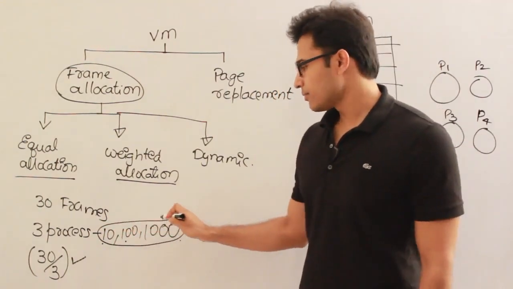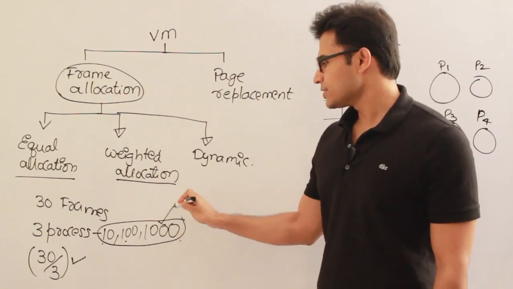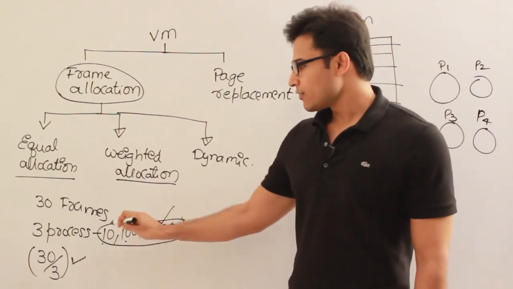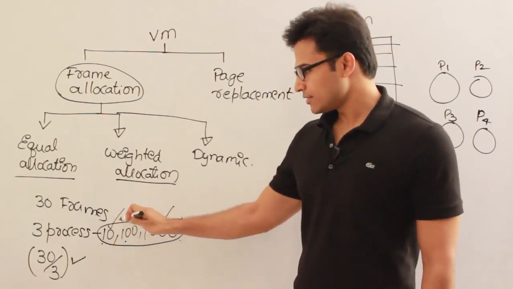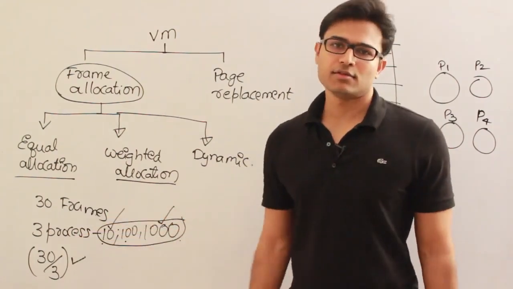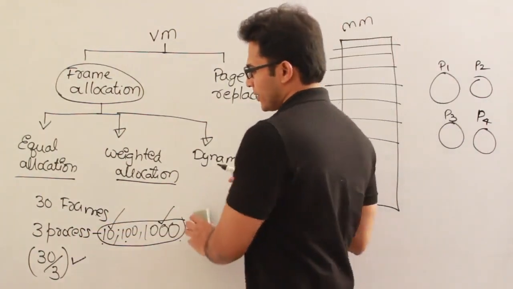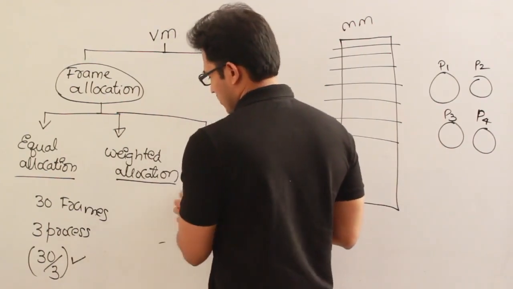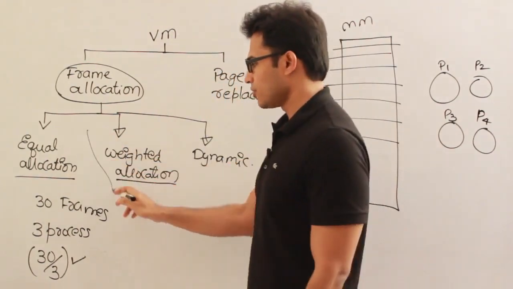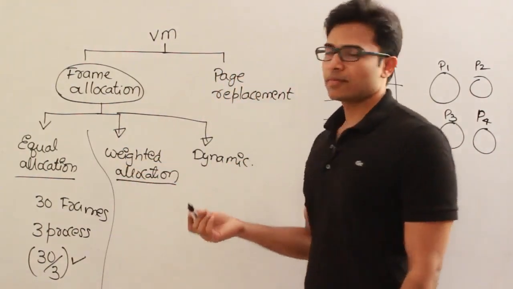For a process which needs 1000 pages, giving it 10, and for a process which reads only 10 pages, giving it 10 doesn't really make sense. So in that case, what they say is go for weighted allocation. Weighted allocation means depending on the size of the process, we are going to allocate it some frames.